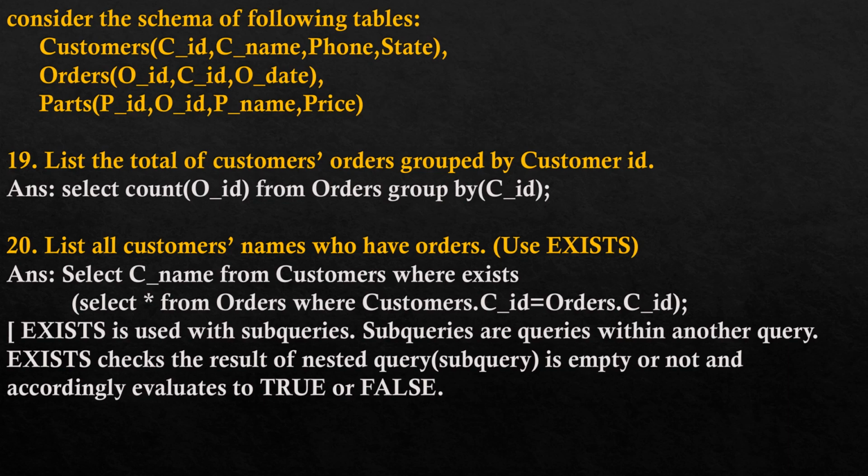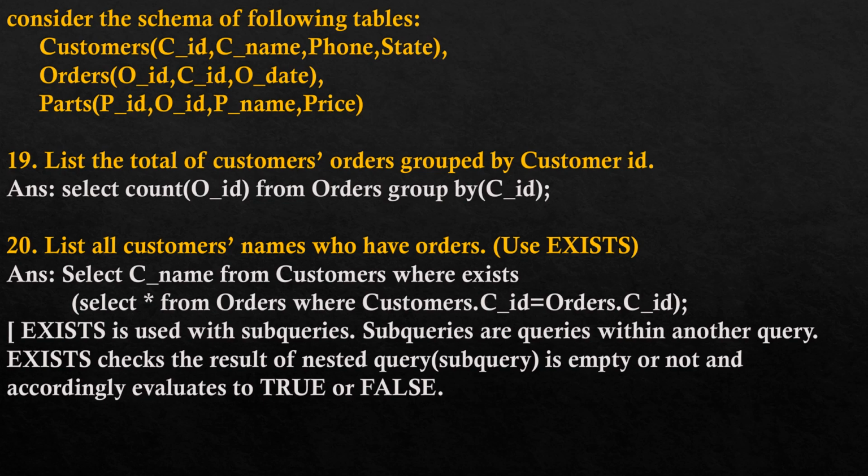Now list the total of customers' orders grouped by customer ID. So you have to group by customer ID. So select count order ID from orders group by customer ID. So from the orders table, whatever orders are there will be grouped according to the customer ID. And if you count the particular orders which are grouped by customer ID, then you can get the total of customers' orders.